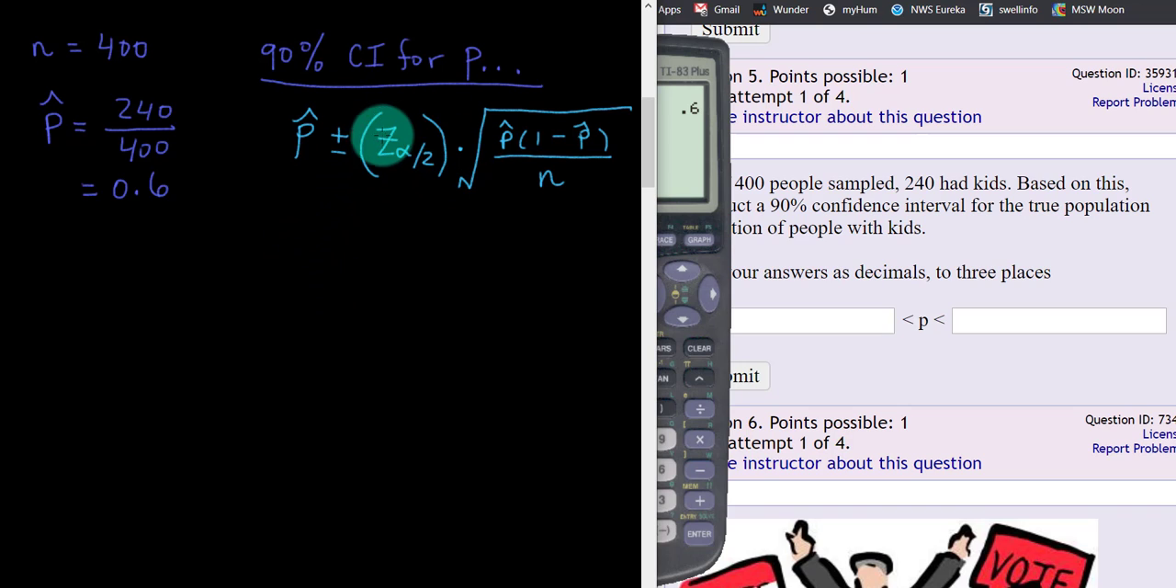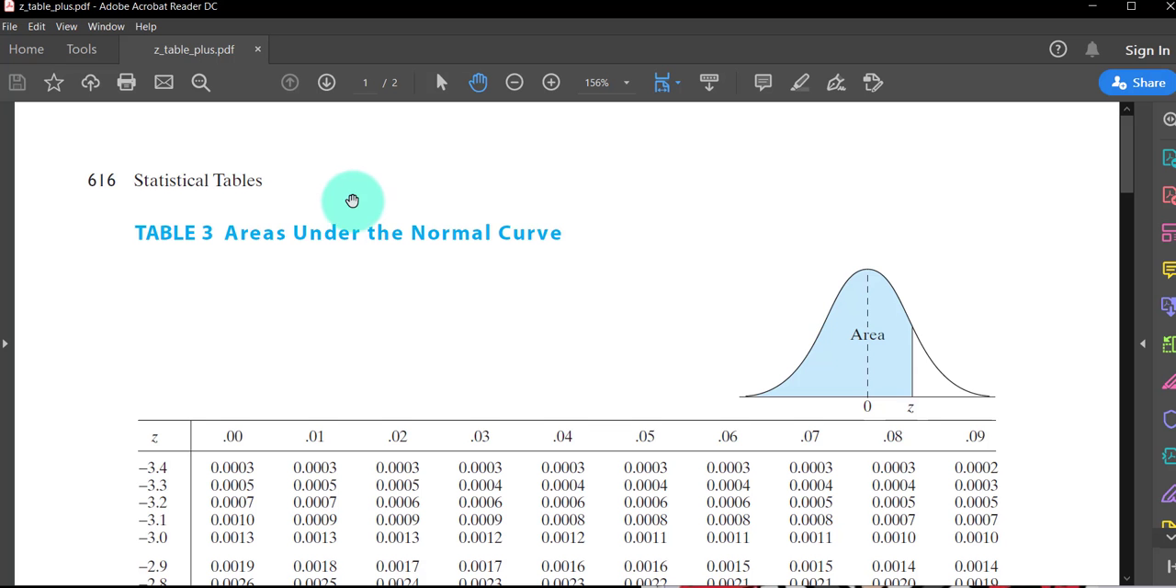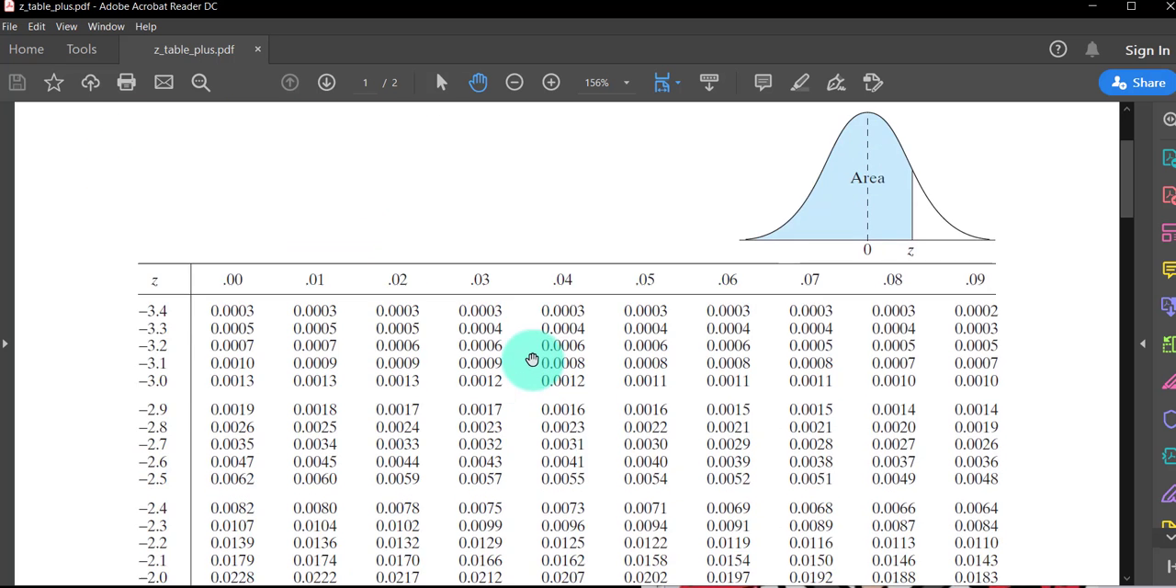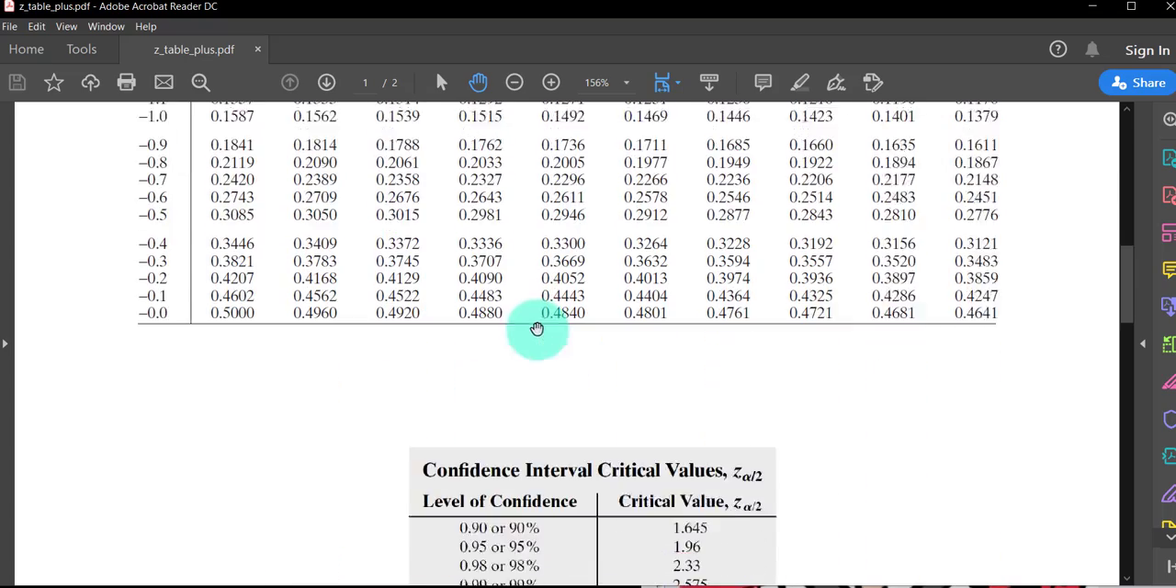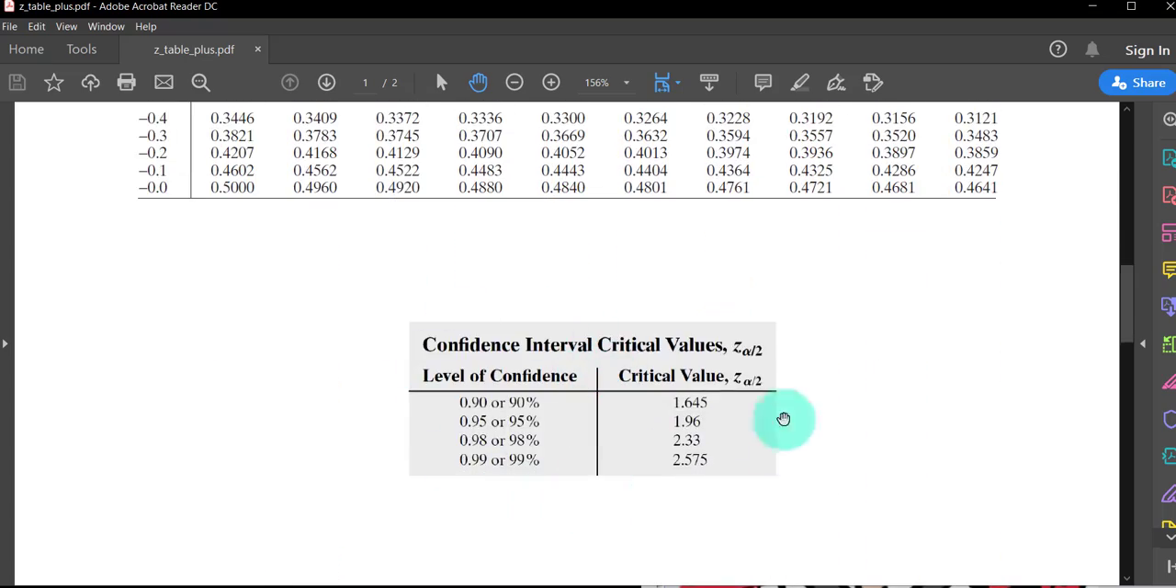Let's go find this z critical value in our z table. I'm going to scroll down to the bottom of this first page to this little mini table. The question requests a 90% confidence interval, so I'm going to use as our critical value 1.645.